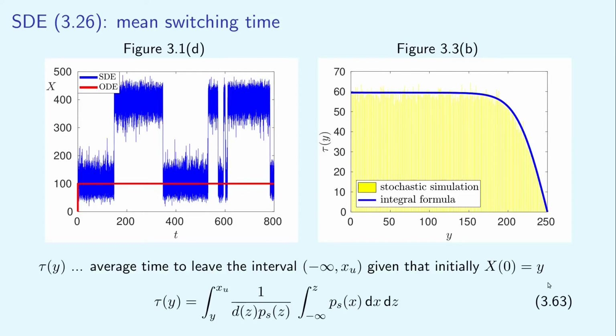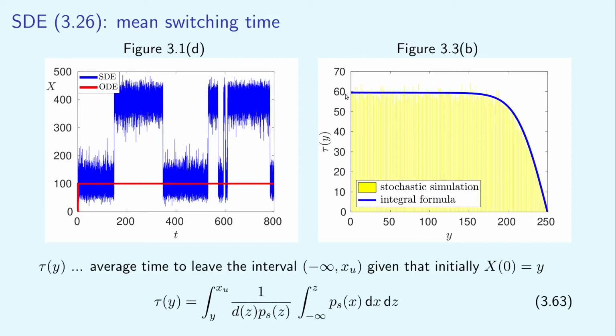This quantity depends on y and is plotted here. The yellow histogram is estimated from stochastic simulations. For each value of y, I calculated the mean escape time from the interval minus infinity to x_u as an average of 1000 realizations. That is, I initialized 1000 realizations of the SSA A6B6 at the same point x0 equal to y, calculated each realization until the simulation left the interval minus infinity to x_u, and recorded the times when the trajectory crossed the unstable steady state x_u. Averaging over 1000 results, I obtained the yellow histogram, which is plotted together with the analytical result obtained in the lecture notes as equation 363.